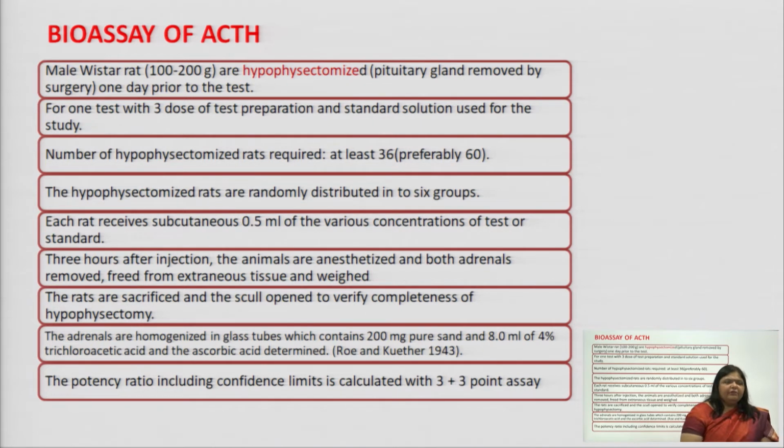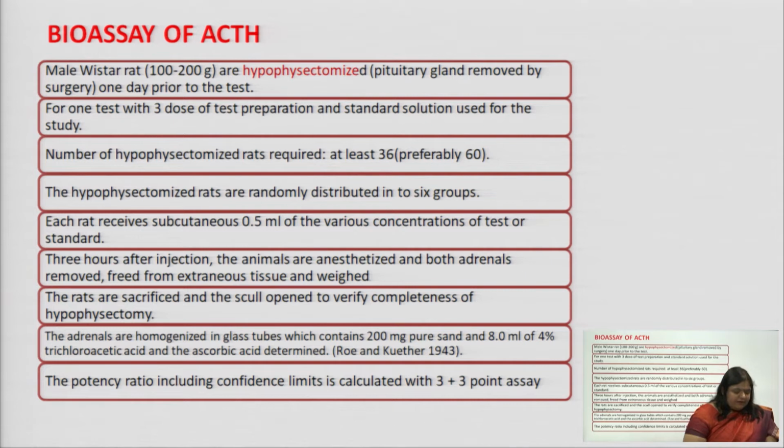And the number of animals required is either 36, so the N will be 6, or it could be 60. Each group will contain 10 animals. So 36 to 60 animals we require, and for all animals, a day prior to carrying out the bioassay, their pituitary gland should be removed by surgery. Then each rat receives subcutaneously 0.5 ml of the different concentrations we had prepared, S1, S2, S3 and T1, T2, T3, of the test or of the standard.